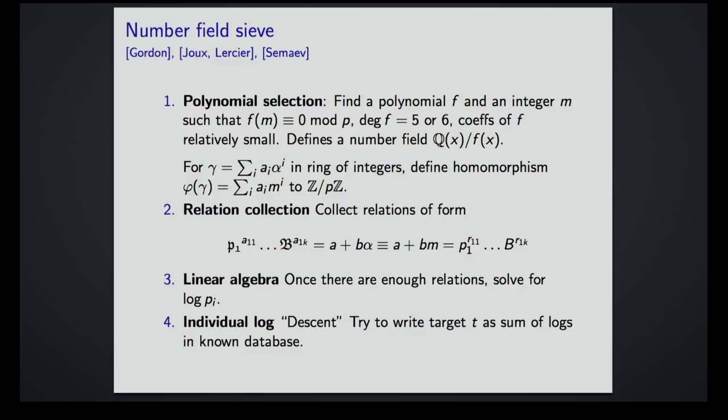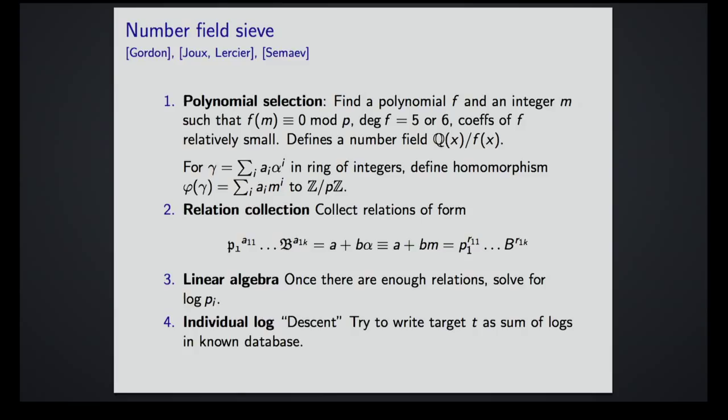Then I do a linear algebra step to solve for the logs of the small elements inside of the number field and the small elements in the integers. And then once I've done this step, there's a last step, which is the descent step, which is trying to write an individual target as the sum of the logs in our known database. And then if you work through the parameters here, you get a slightly improved runtime.